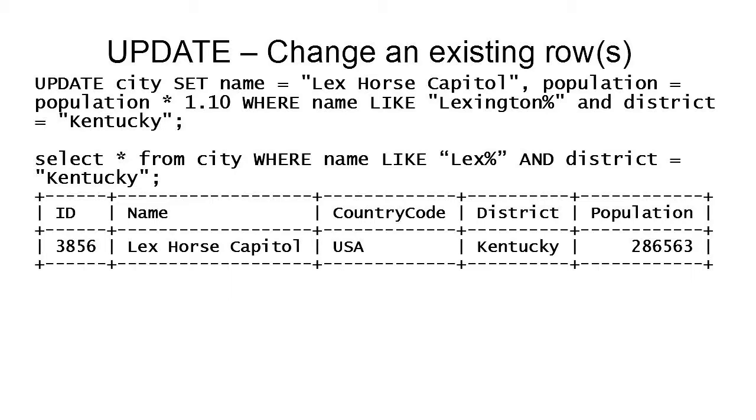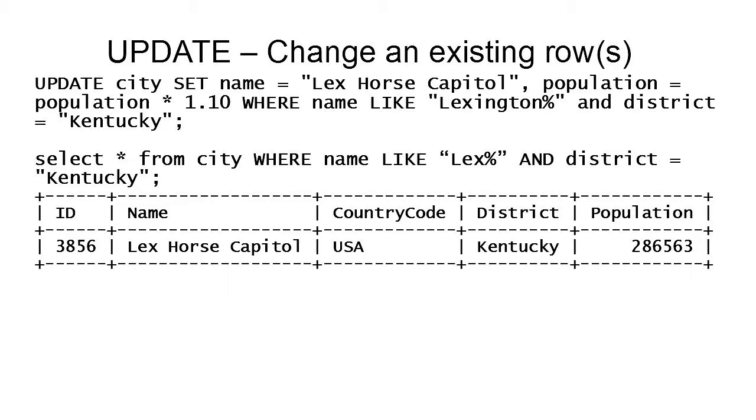This next example of the update statement will update two columns at once. I've decided to play with Lexington, Kentucky. So look at what I'm doing. I'm changing the city of Lexington, Kentucky to Lex Horse Capital because that's what they think they are. And I'm updating the population by 10%. So notice how population equals population times 1.10. So I'm updating the name column and the population column. But I'm updating the population column based upon the previous value of population.